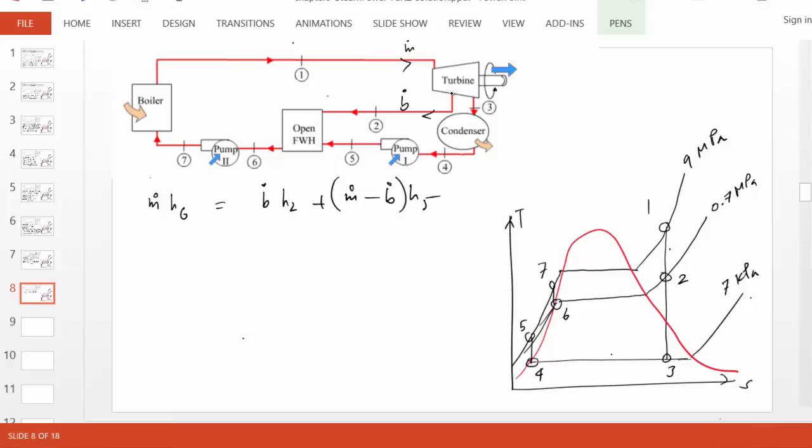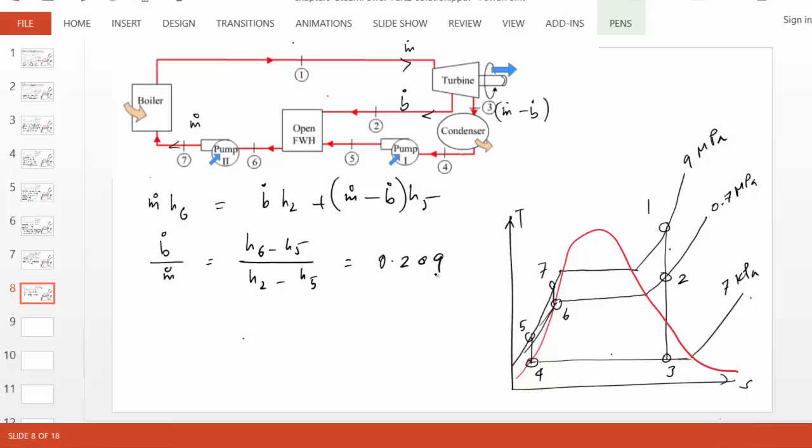So b dot is extracted from the turbine, and the rest, which is m dot minus b dot, is flowing through this circuit, and they come and mix here, and when they go out, it's again back to m dot. So it should be kind of clear from this diagram. If you manipulate this equation, you will get b dot over m dot, basically the fraction that is bled, as H6 minus H5 divided by H2 minus H5, which is 0.209.